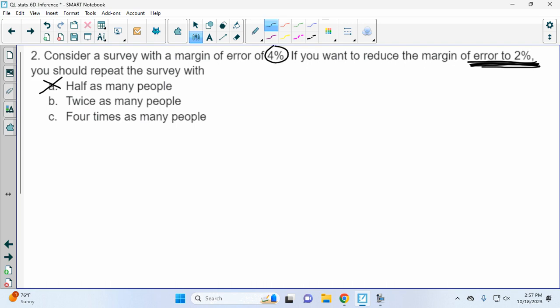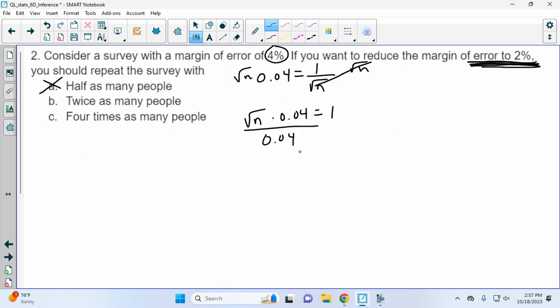We have 0.04, and that's equal to 1 over the square root of n. That's our formula for the margin of error. When we do the algebra, we multiply both sides by the square root of n, and then we're going to divide both sides by 0.04.